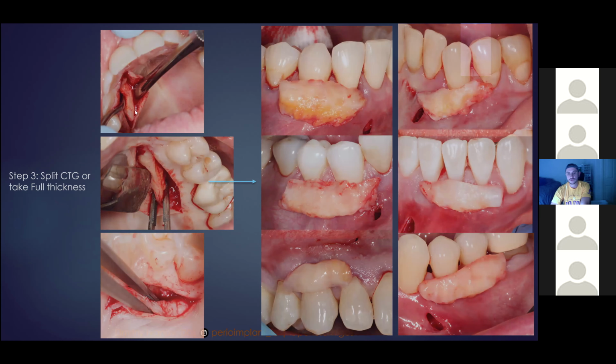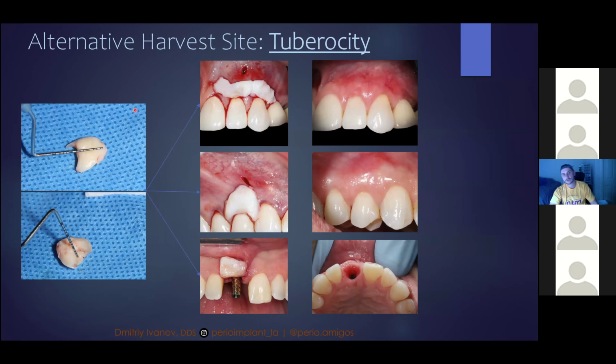The alternative to harvesting a subepithelial graft or any palate graft is the tuberosity. Tuberosity is phenomenal tissue because it does not have any fat. It's just pure collagen. And if you take a thinner version of that, it tends to grow over time and actually create more volume of tissue. If you need more volume, nothing beats the tuberosity grafts.